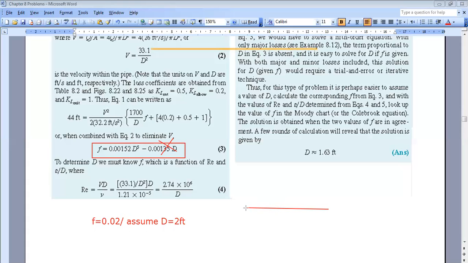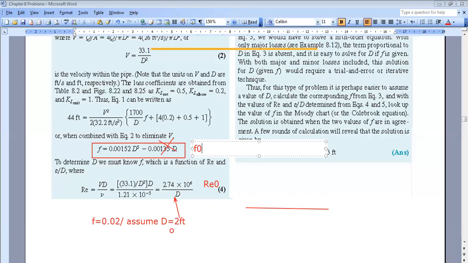So here, once you do the assumption, as we did last time, it's about doing iteration. So now I assume d, let's say d0 equal 2 feet. Once I assume d, I replace it in Reynolds, so I replace d by its value and I get Reynolds 0. Then I replace d in this equation, I get f0, okay?